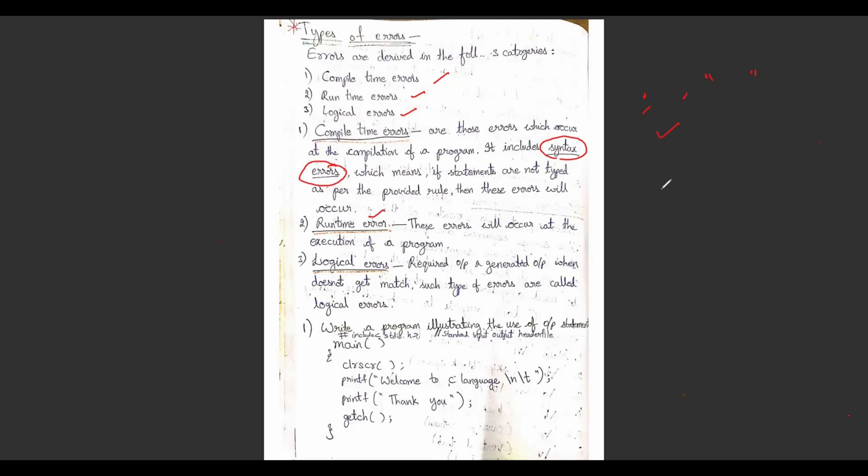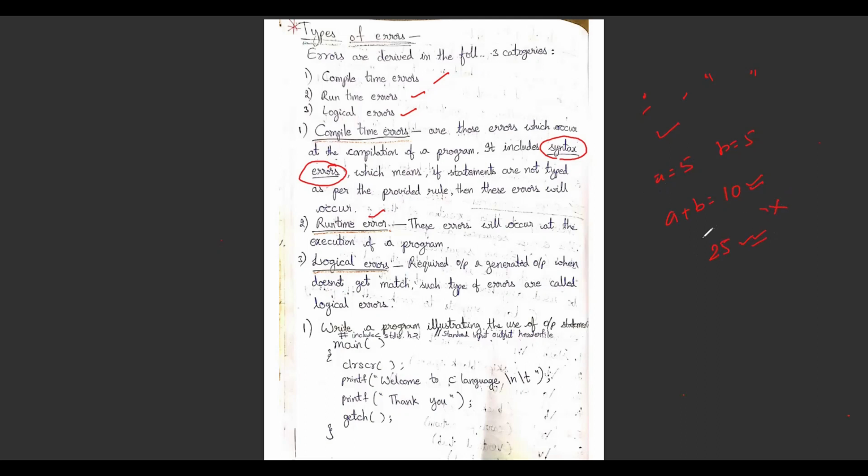So logical errors are nothing but this: a equals 5, b equals 5. If I say a plus b, the value should be 10, right? But internally, after printing, the answer I get is 25. So what is my expected output? 10. What is the output I got? 25. The expected output and the output I got are not matching, right?